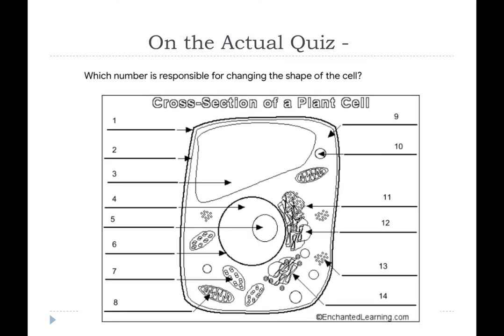So you were told in the lesson and in two places on the practice quiz that the vacuole changes the shape of the cell. So here's our actual quiz question: which of these is responsible for changing the shape of the cell? Now, a lot of students thought cytoskeleton, but plant cells don't have these very often. And in this diagram, there are no cytoskeletons. So it must be another organelle that can change the shape of the cell. And you were told twice on the practice quiz that this vacuole, number 3, can change the shape and size of the cell.